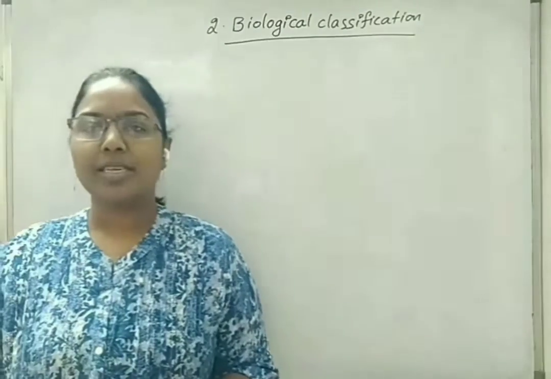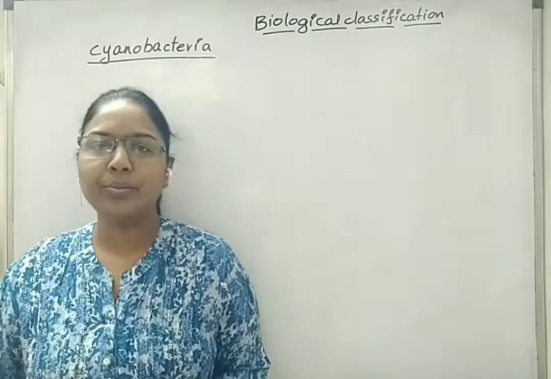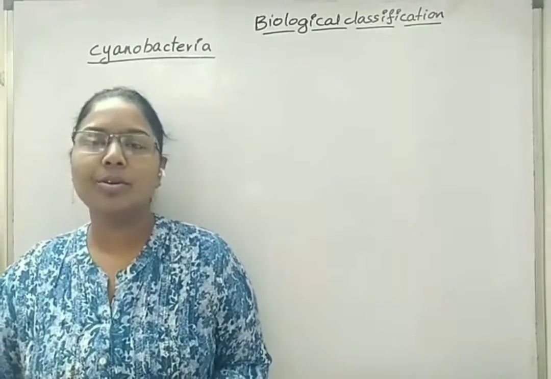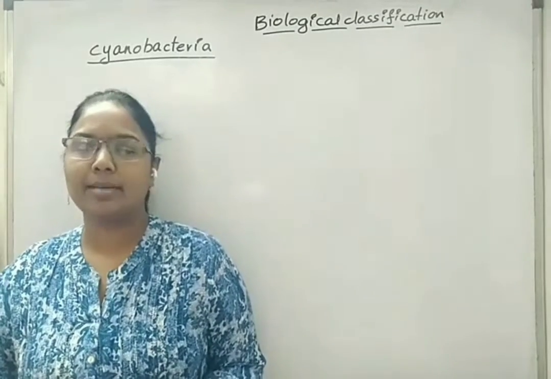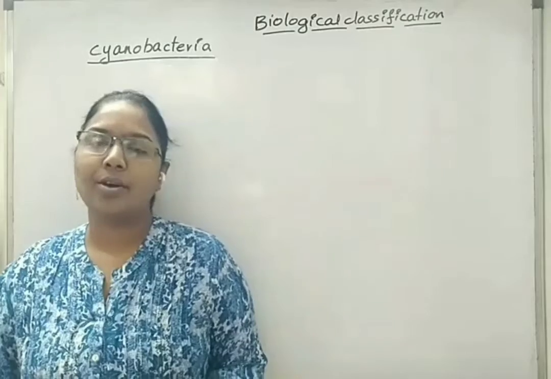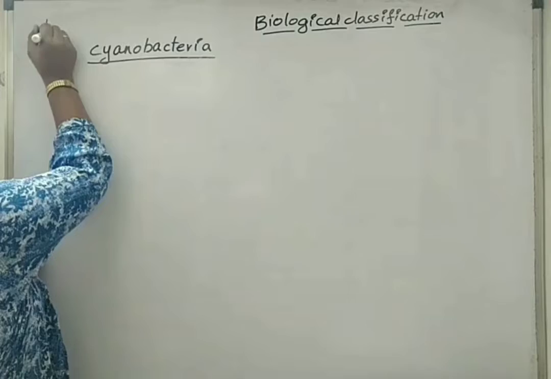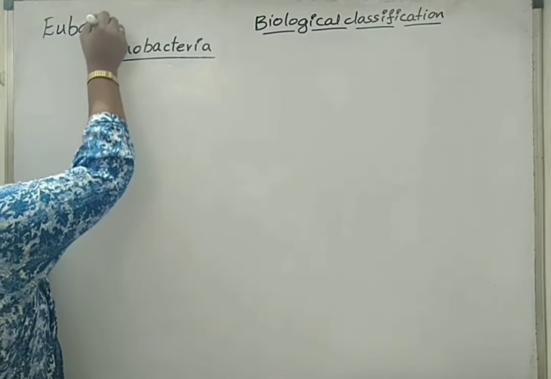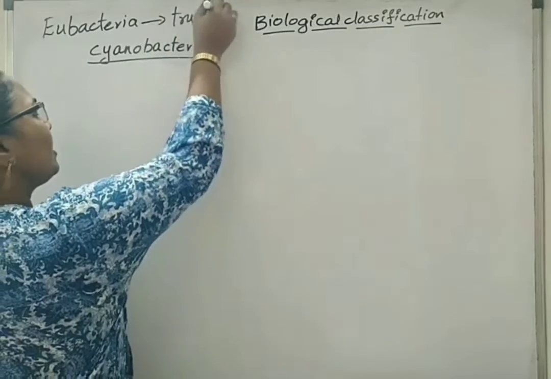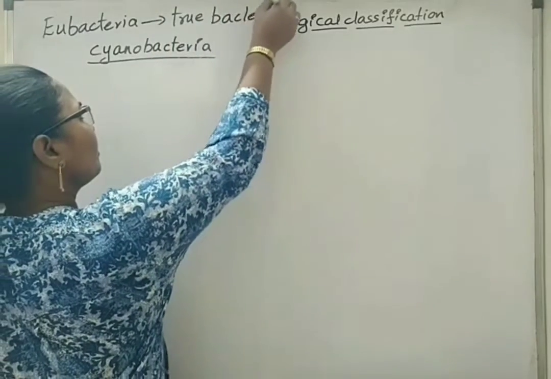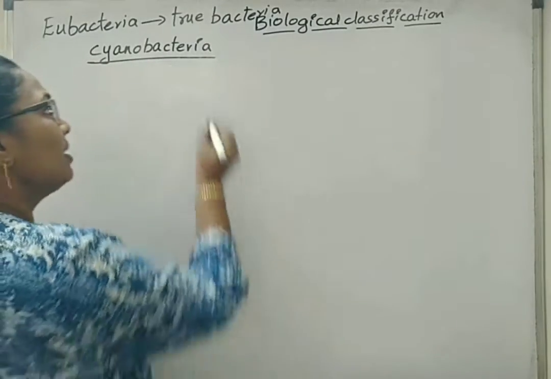Hello students, now we'll start with a new topic in the biological classification chapter, that is about eubacteria. Eubacteria are also called true bacteria, and under eubacteria we will start with the example cyanobacteria.